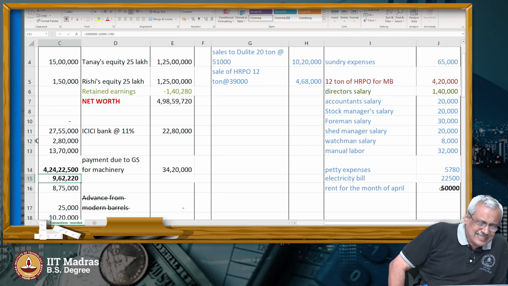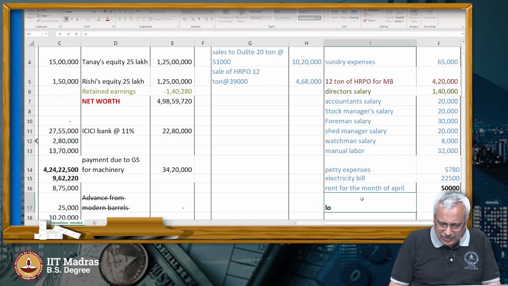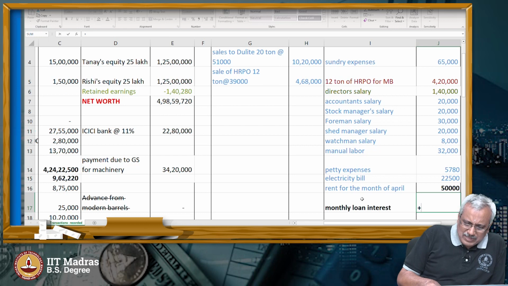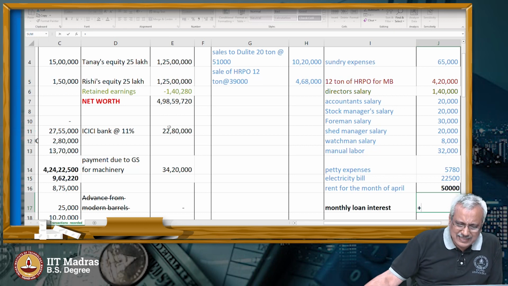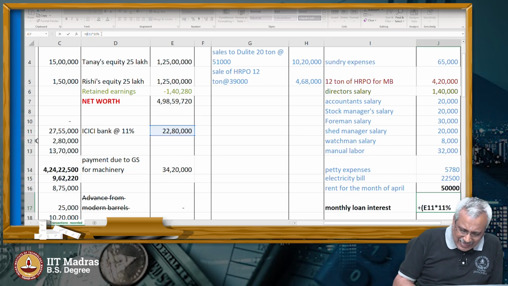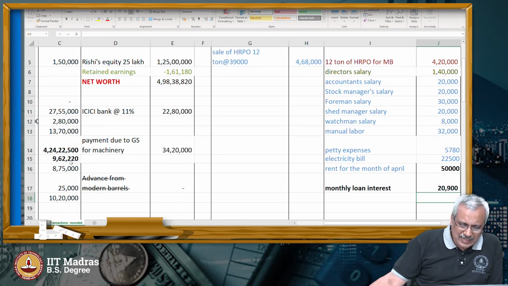Next, ICICI Bank loan interest. Of course, as expenditure, monthly loan interest. What is the interest? What is my principal? This is the principal. 11% is the interest, but this interest is for a year. What you are paying is for 1 month, so I just divided by 12. Now 20,900 is the interest that I have paid.